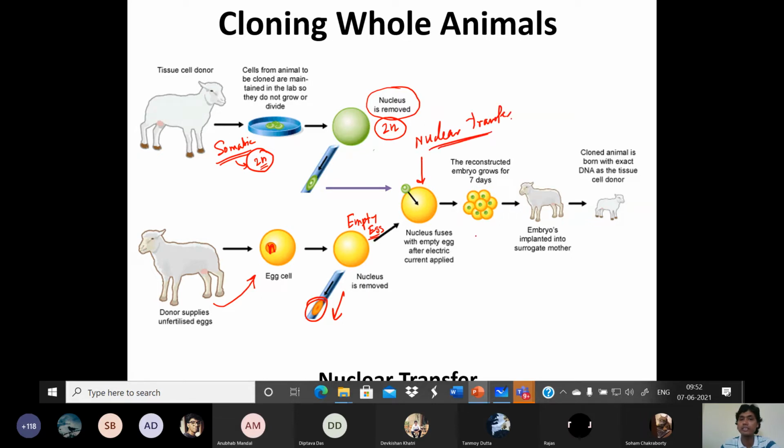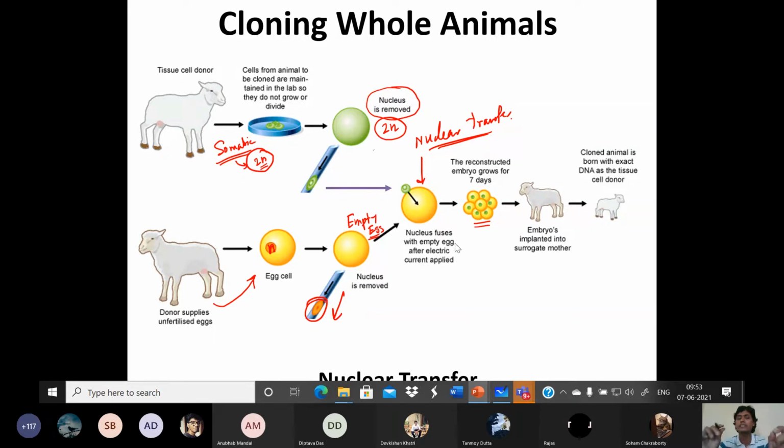Nuclear transfer. Now, the empty egg that contains this nucleus needs a little bit of laboratory environment. It needs a little bit of electric current, and that will start the process of division. And then you will get the embryo. What you need is a little bit of electric application, I would like to say very briefly.